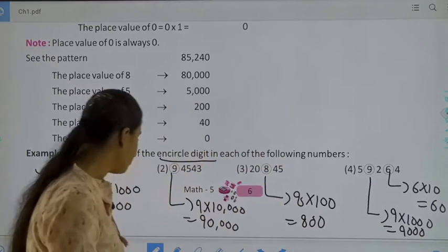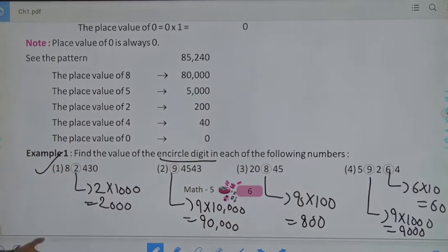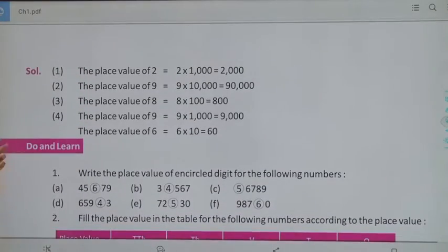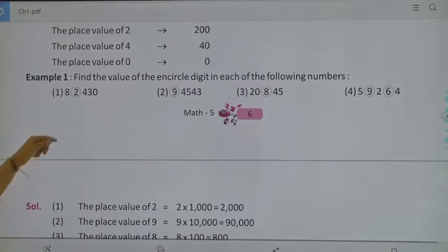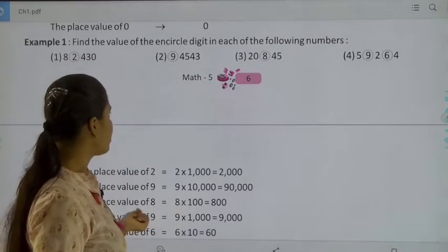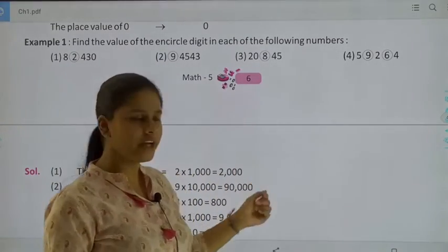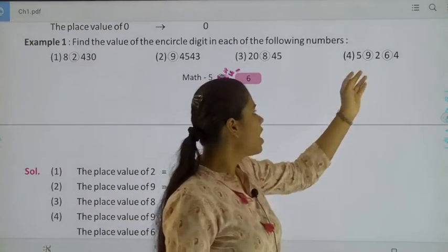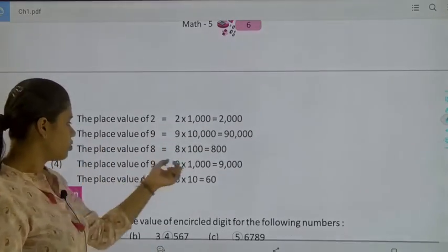Okay students, if you want to take a screenshot you can take. I hope you understand this concept of place value. Okay, move to the next. अभी जो हमने solution किए थे, place value of 2 is 2,000, place value of 9 is 90,000, place value of 8 will be 800, and place value of 6 is 60 and of 9 is 9,000, you can see here.